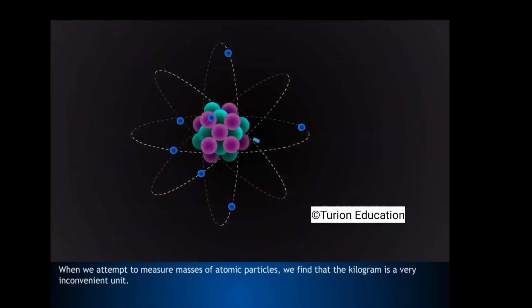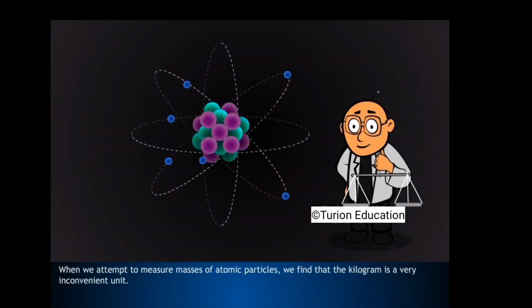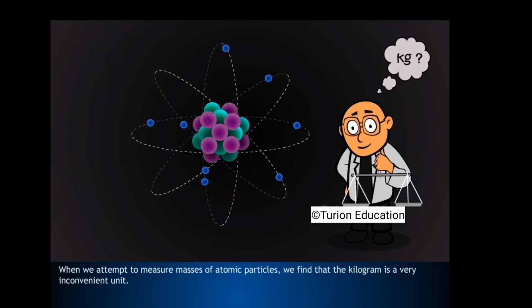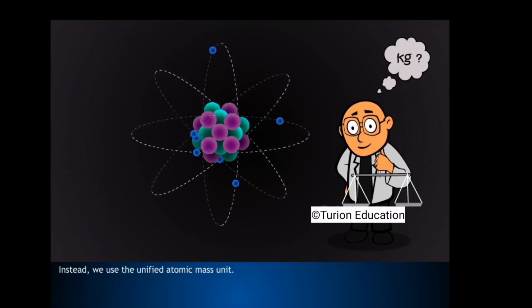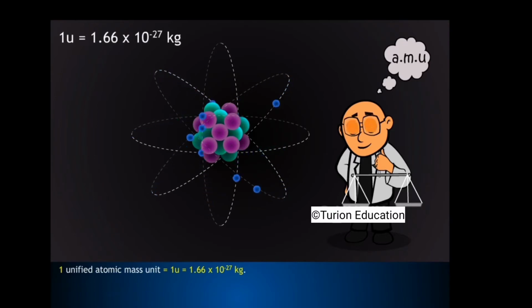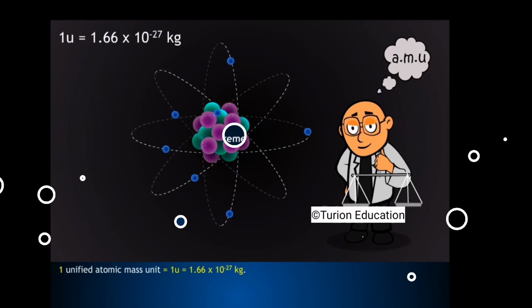When we attempt to measure masses of atomic particles, we find that the kilogram is a very inconvenient unit. Instead, we use the Unified Atomic Mass Unit. 1 unified atomic mass unit equals 1 u equals 1.66 into 10 raised to minus 27 kilograms. Measurement of time.